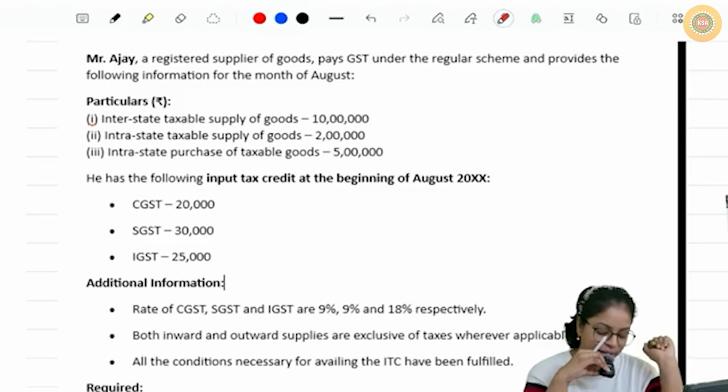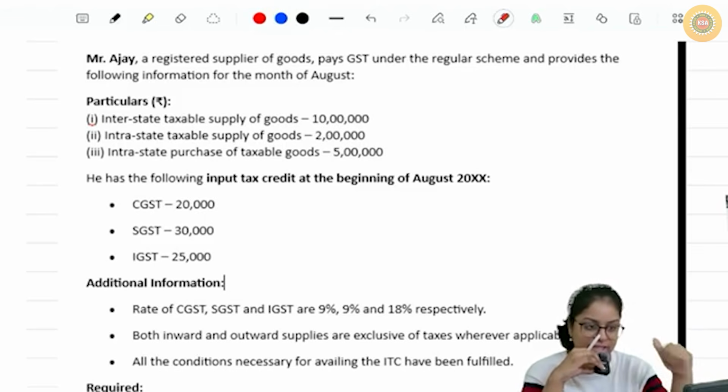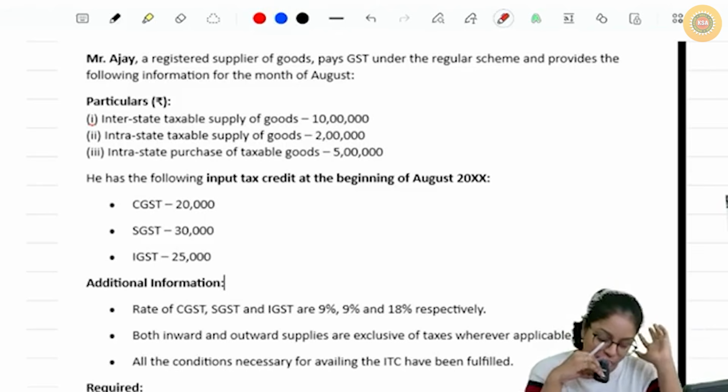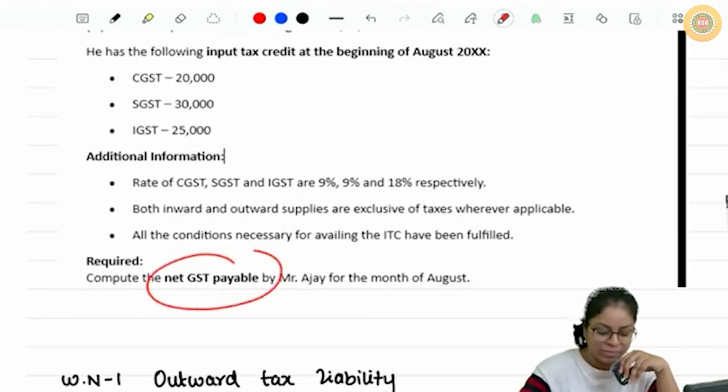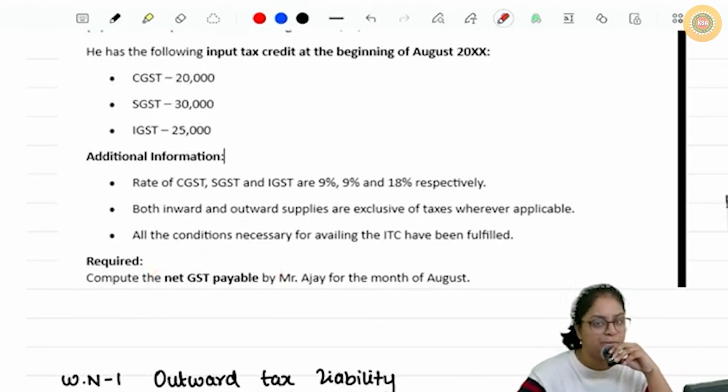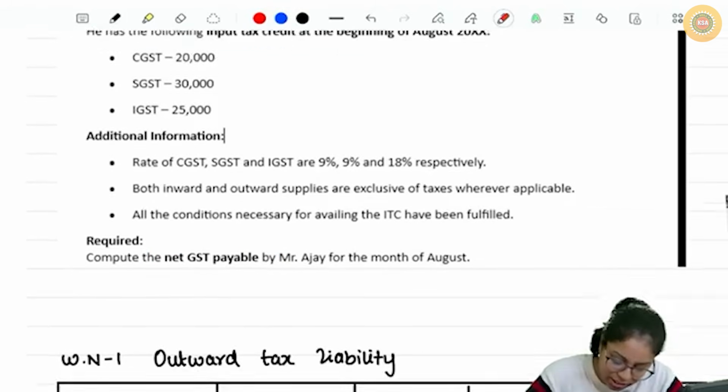The third point given is intrastate purchases. Since it is purchases, you can take ITC on the same. The value is rupees 5 lakhs and it is taxable. Other than this, they have given you the details of the opening ITC, 20,000, 30,000 and 25,000 respectively. The rate of tax used in the question is 9%. You have been asked to calculate the net GST payable. Very easy question. Let's quickly have a look at it.